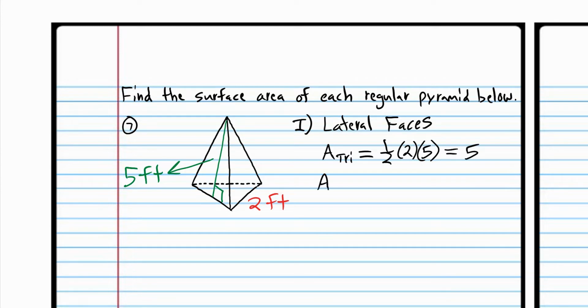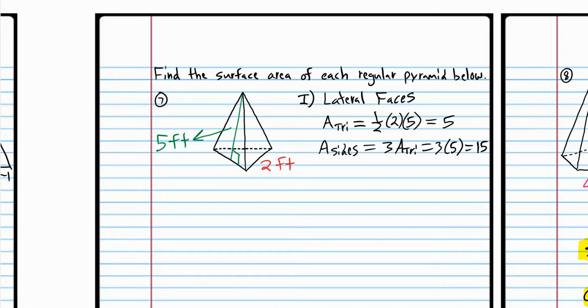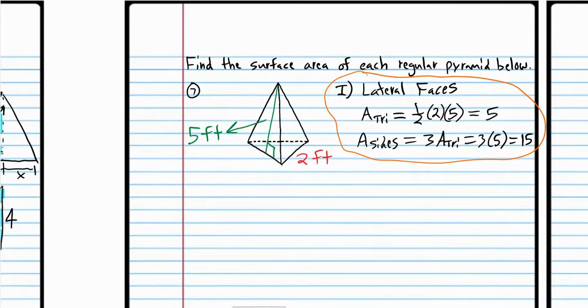Now we want the area of all the sides, which is going to be equal to 3 times the area of each triangle. So 3 times 5, which is 15, and I'm just going to the right because I want to save room here. So as you can see, finding the area of the lateral faces was really easy if you're given the height and the base of those.